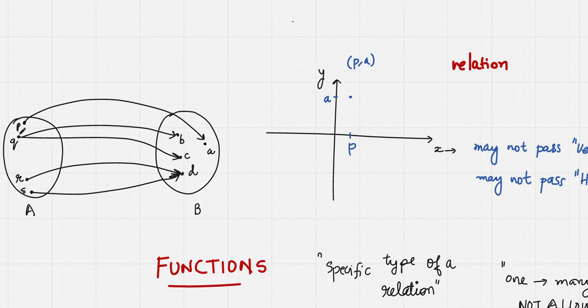Q is connected to B and Q is also connected to C. So this is B, this is C. R and S are both connected to D, so R and S are both pointing to where D is. Actually, let's make D here. So that's D.